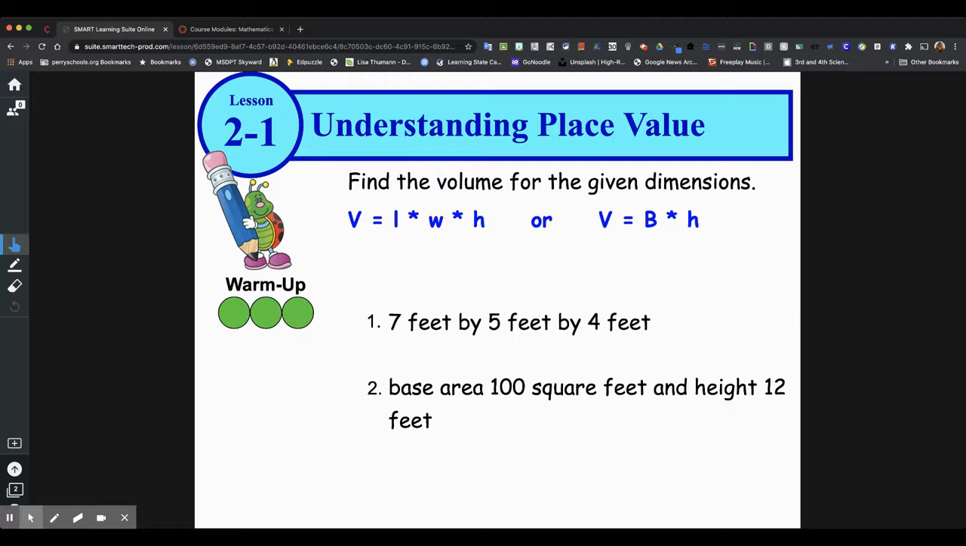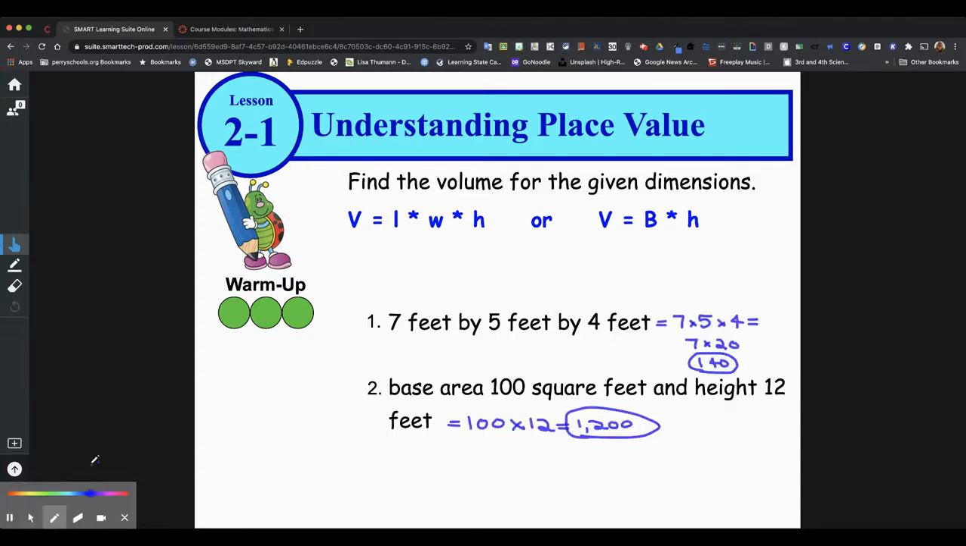So let's start off by doing a little warm up. Remember, in Unit 1, volume equals length times width times height, or volume equals the area of the base times height. So take a minute, solve these on a piece of paper or a slate, and come back and check and see if you still got it.